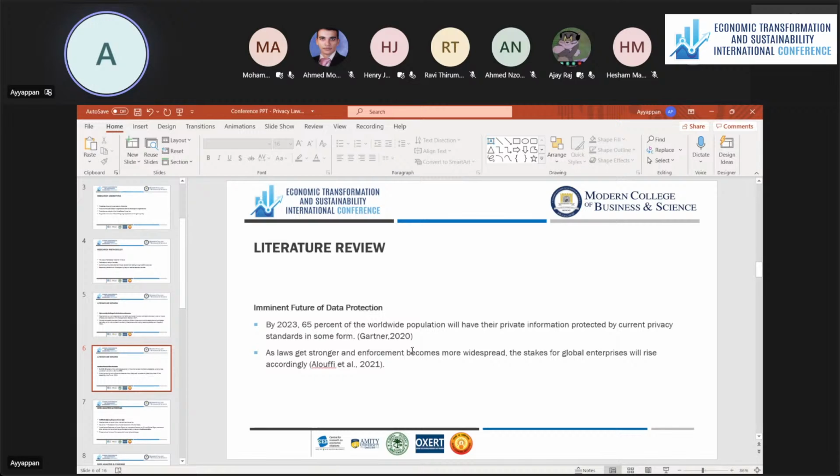As said by Gartner, by 2023, 65% of the worldwide population will have their private information protected by current privacy standards in some form. As laws get stronger and enforcement becomes more widespread, the stakes for global enterprises will rise accordingly.